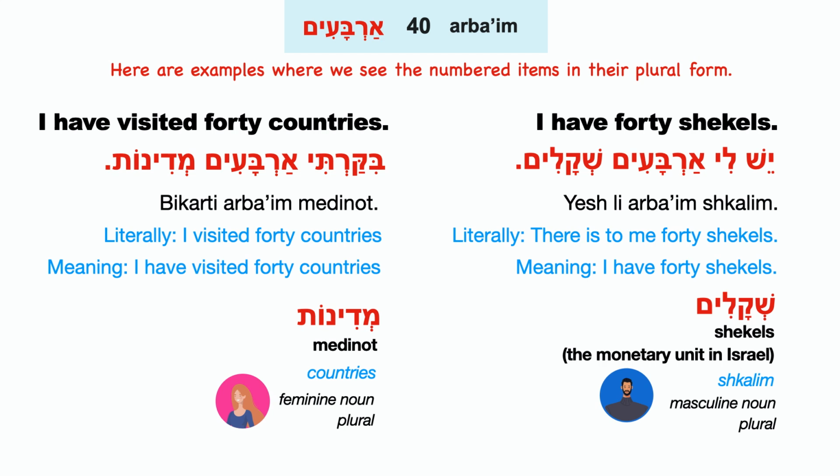And on the right side, we're going to use shekels again. So to say I have 40 shekels, I'd say Yeshli 40 shkalim. Literally, yesh, there is, li, to me. So there is to me 40 shekels. That's how we say I have 40 shekels in Hebrew. So in both of these examples, we're using the plural form of the item that's being counted.